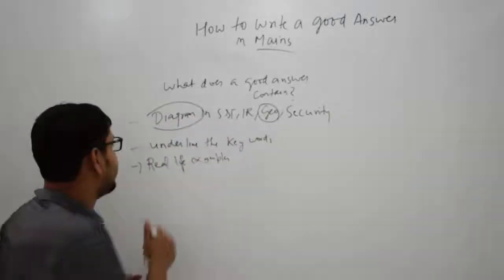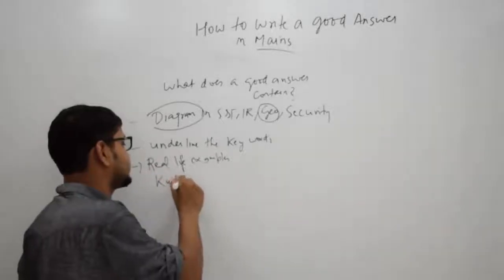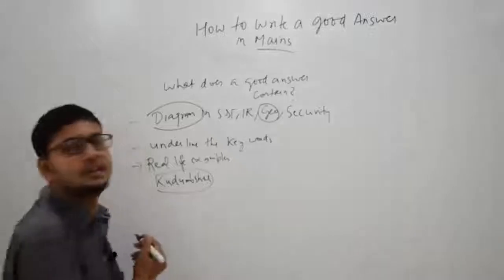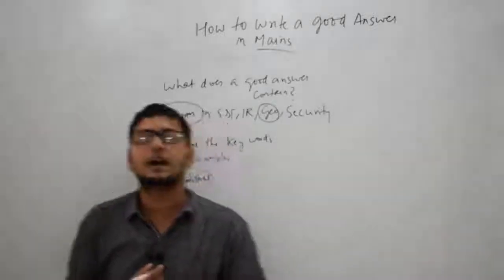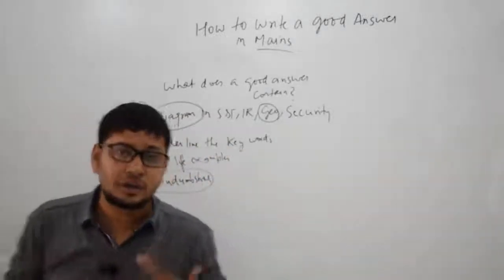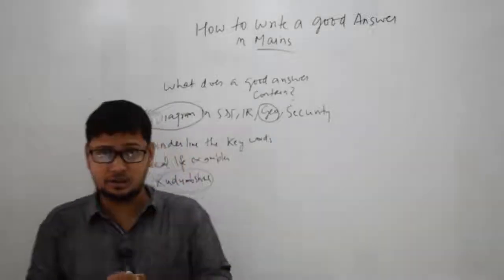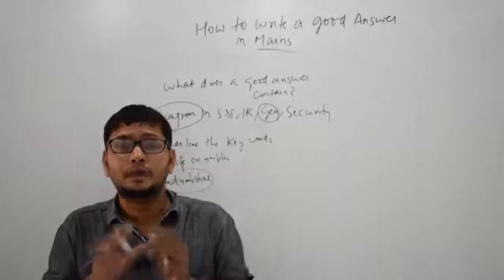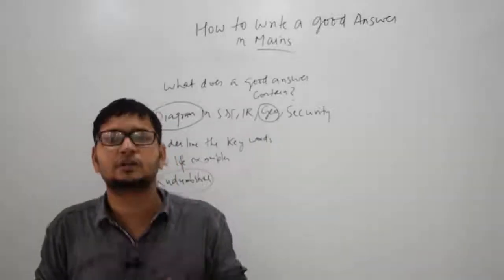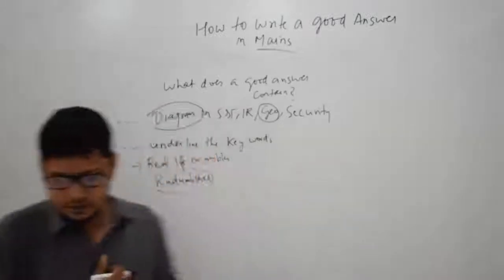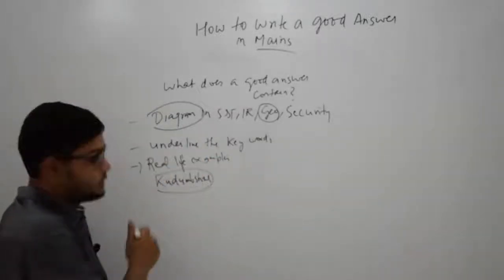So you can mention the name of Kudumbashree, which is playing a phenomenal role in Kerala. You can mention other names also. When you mention real life examples in your answer, it always gives weight to your answer. It always provides much more weight to your answer, and definitely you can fetch 1 or 2 extra marks by writing real life examples.